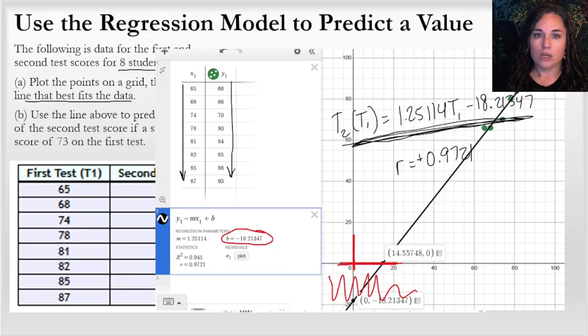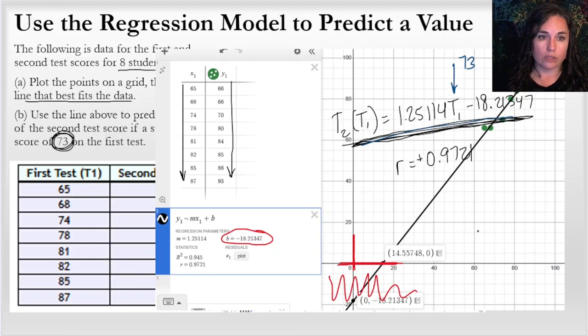Let's also look at the second question. It says, use the line above to predict the value of the second test score if your first test score is 73. So I think you could just eyeball this. I think if you do your graph, you can just eyeball it. But what I'm going to note is that you can take that value 73 and plug it in here. Just plug in 73 and do the calculation.